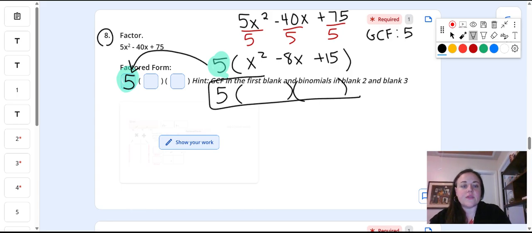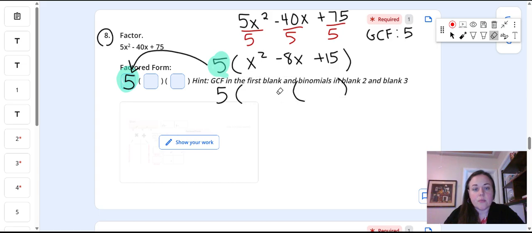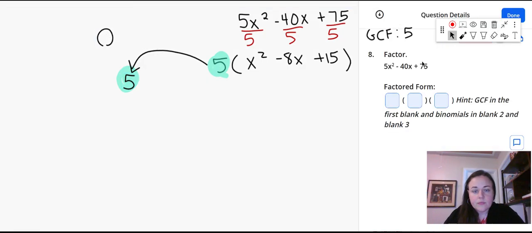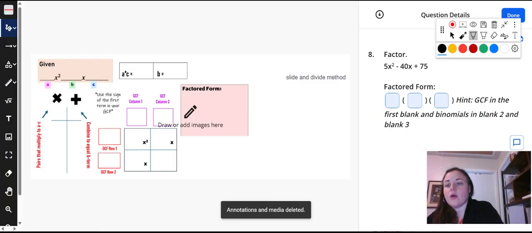It's going to be 5 times and then 2 sets of parentheses. But we already have the 5. So now we just need to go into the show your work box and factor what we have left. So let's open this up. Okay, what did we have left?